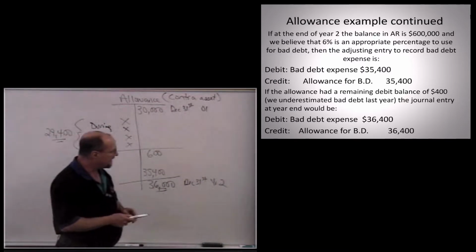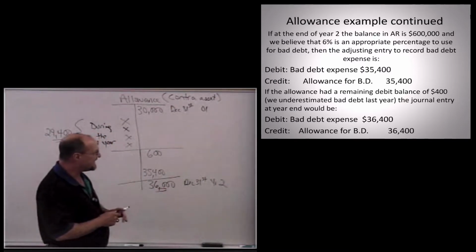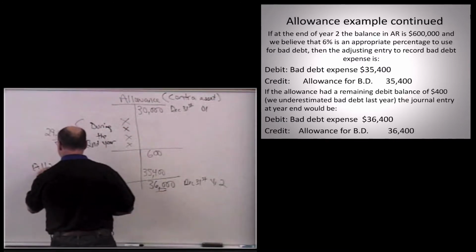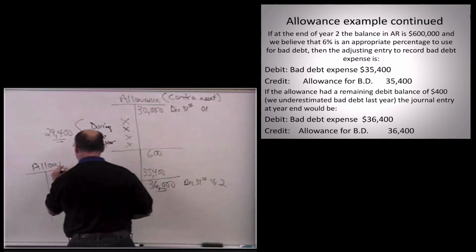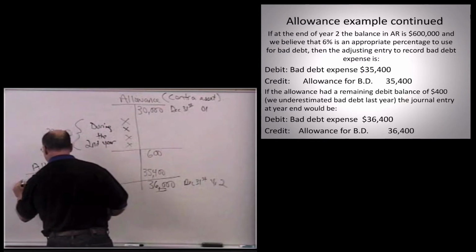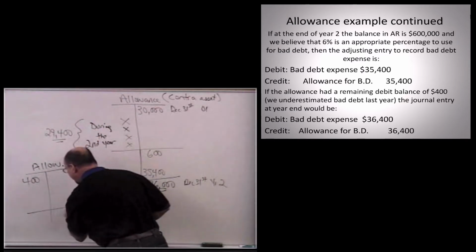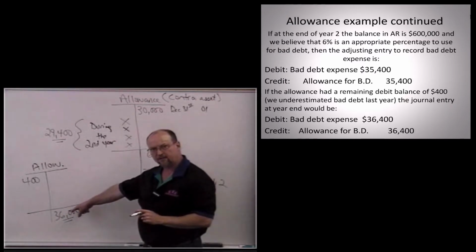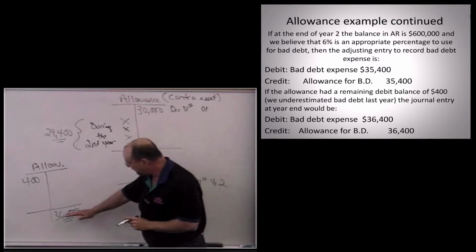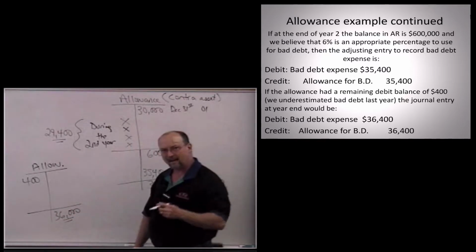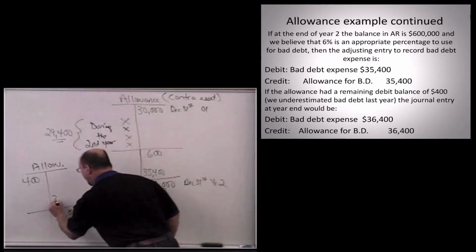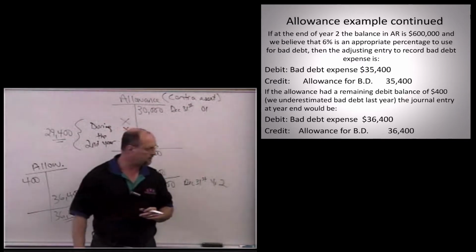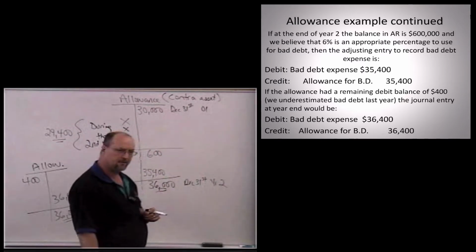Notice at the bottom of the slide, if the allowance had a remaining debit balance of 400, I'll tell you what, I'm going to create a different account here. Here's the allowance, I'll just abbreviate, and we have a leftover debit balance of 400, and at the end of year two, I want to have 6% of my receivables in the allowance. I want to have a $36,000 ending balance in the allowance for bad debt. Then my adjusting entry would be $36,400. Debit bad debt expense $36,400, credit the allowance for bad debt $36,400.